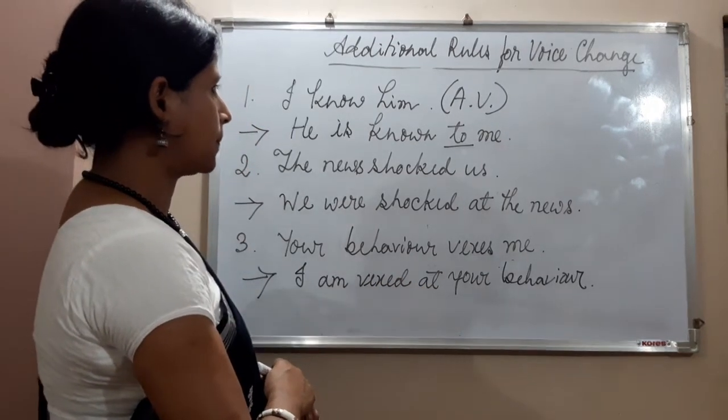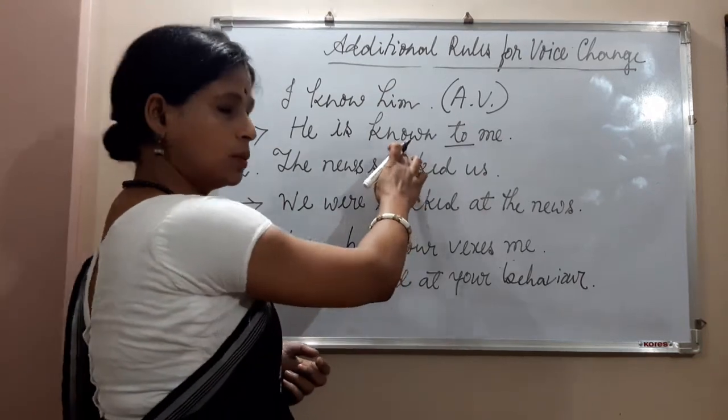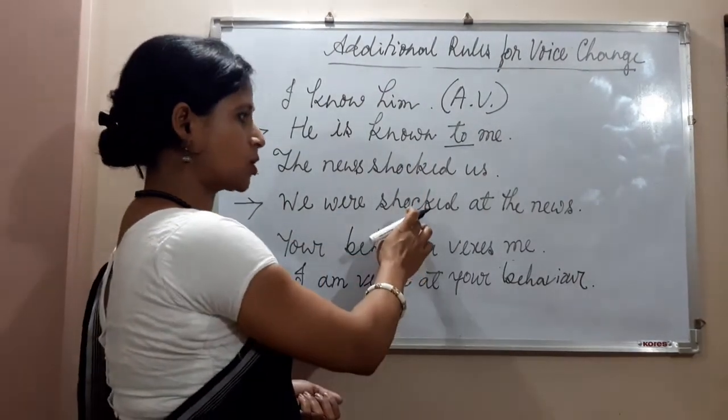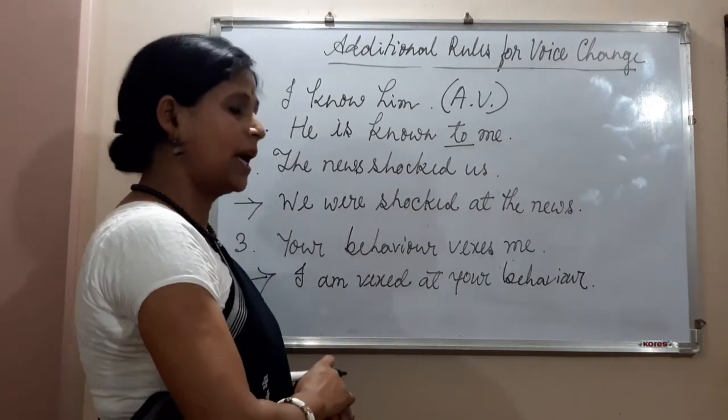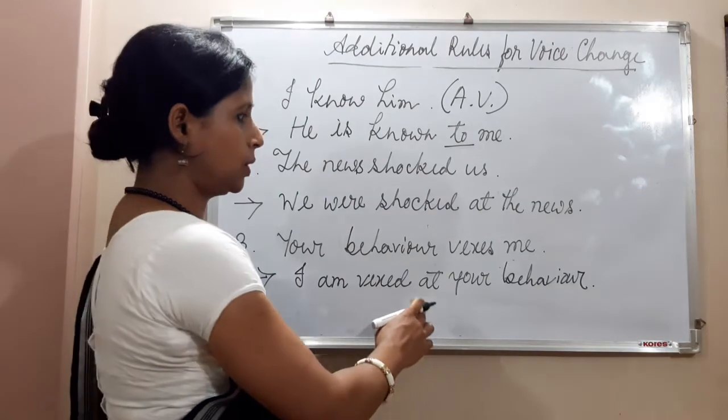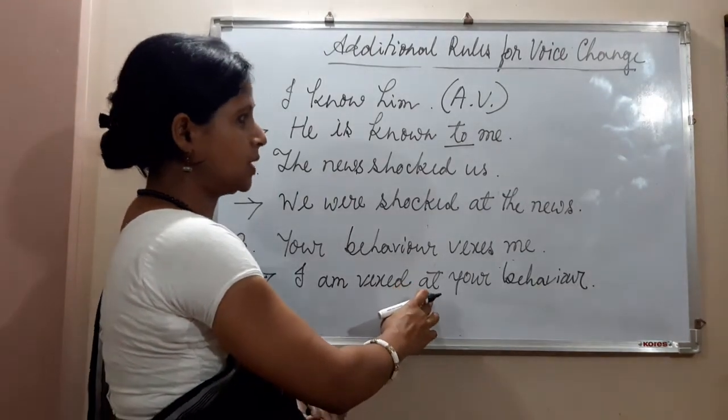So the thing is to show that with known we will write preposition to, and there are some verbs like shocked, surprised, annoyed, vexed, etc. where we have to use the preposition at.